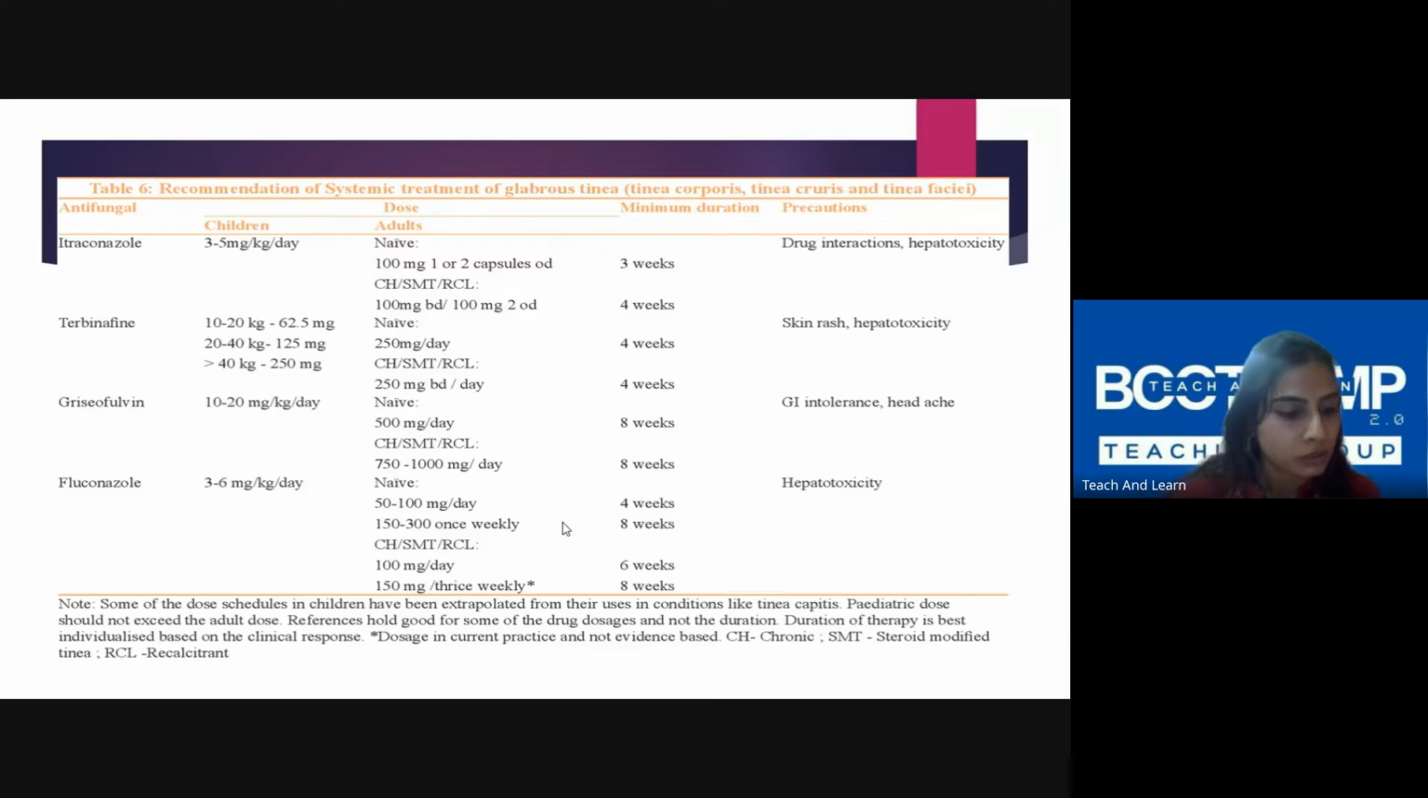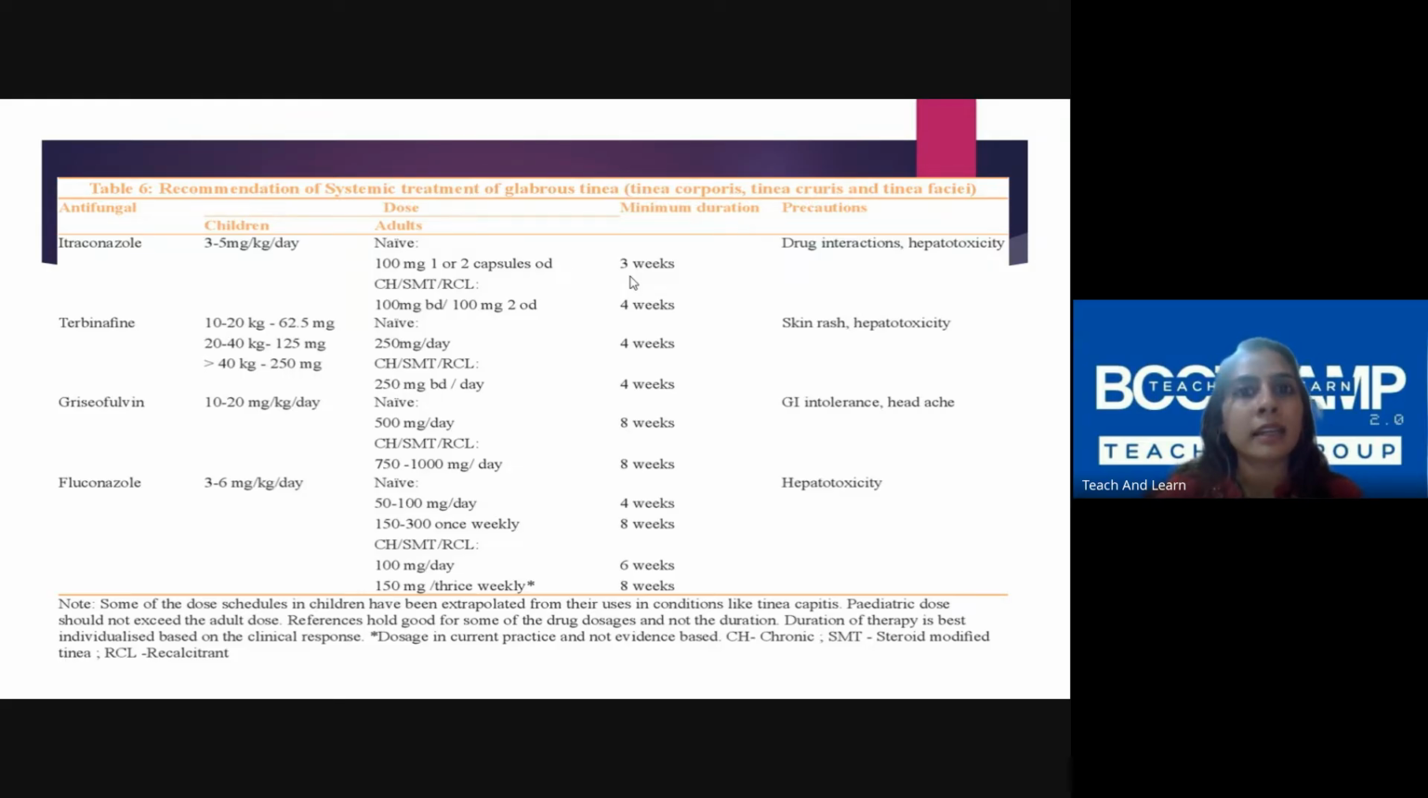Okay. So coming to the oral itraconazole, you can give 100 mg, 1 to 2 capsules, OD, 1 time a day for 3 weeks. You are giving it for 3 weeks. Tell them that the itching might reduce within the first week of starting the treatment itself. They will feel, what is the need for me to continue the treatment? They will stop the treatment. Tell them it is going to come back.